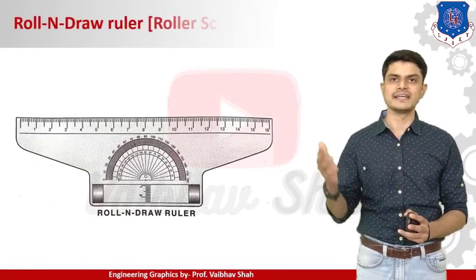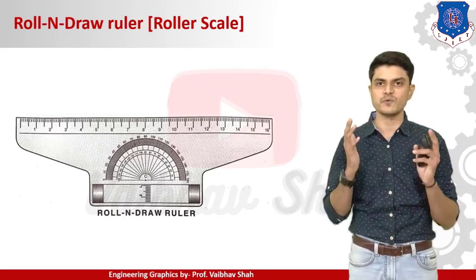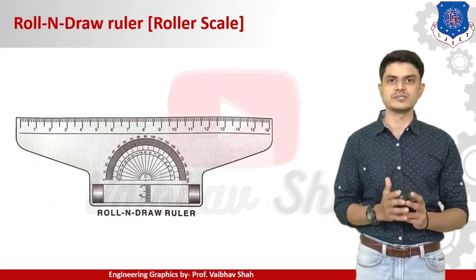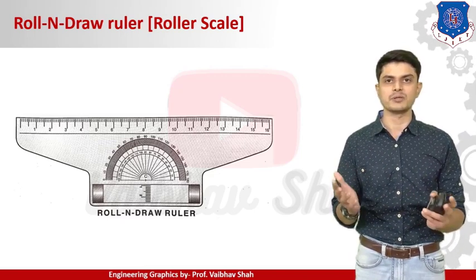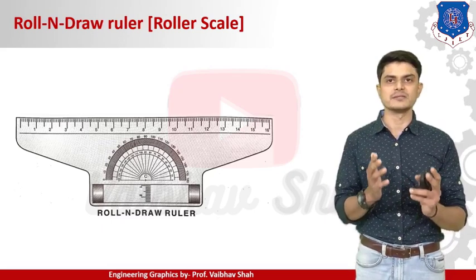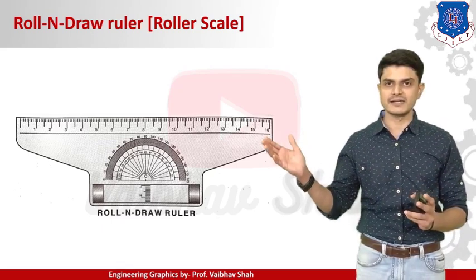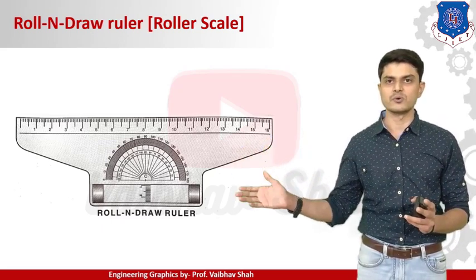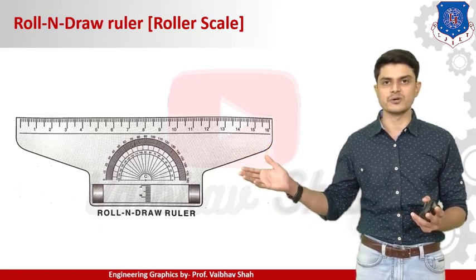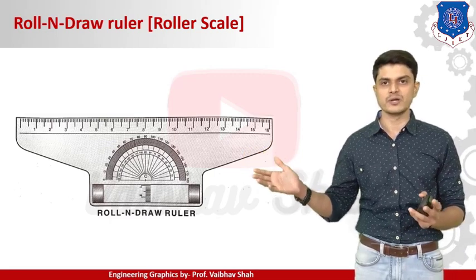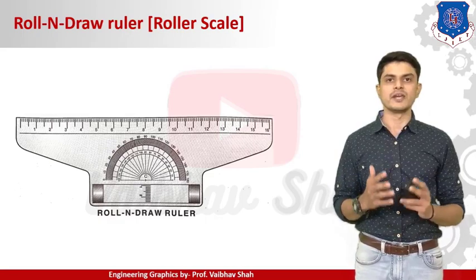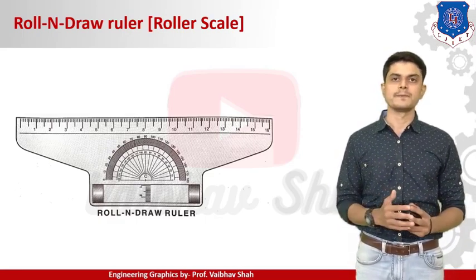So let us move ahead and see the next device, which is the roll and draw scale, popularly known as the roller scale, which is a student's first choice. They are buying these devices in ample quantities because it is very easy to use and very compact in size. We will have an ordinary scale attached to a protractor and roller here, so you can slide it down this scale. As the name says, it's a roller scale. You can roll this scale over your drawing sheet and draw multiple parallel lines in no time. That's why it is a very popular choice among students.